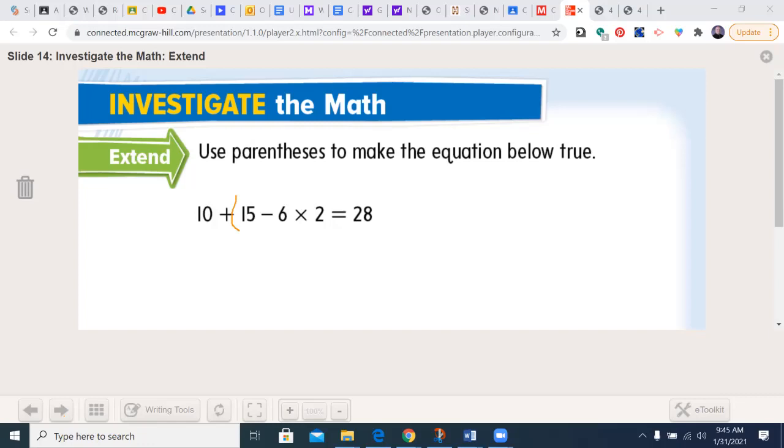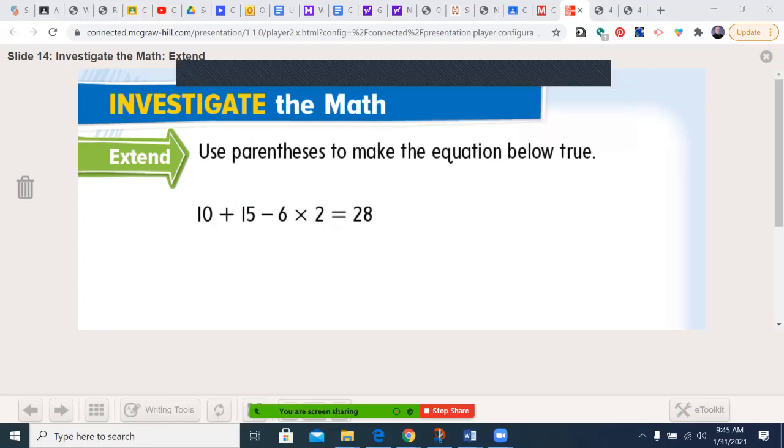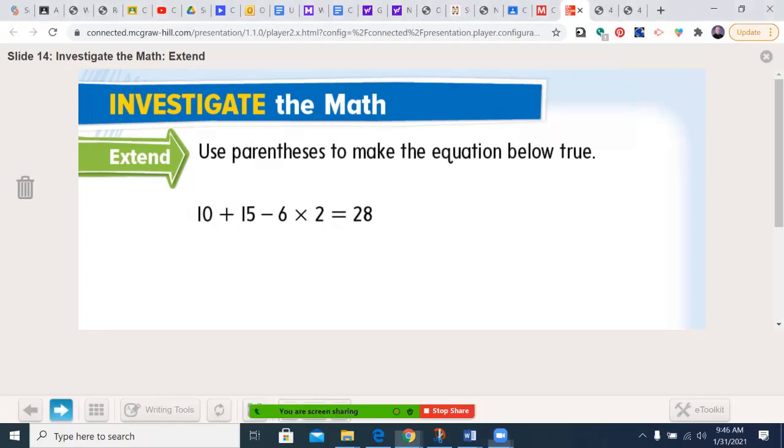Oops. Where do you think it might be? Right here. No, it's not. Wait. Okay, it is. 15 minus 6 is 9, times 2 is 18, plus 10. It's a little quick on that part, draw there.